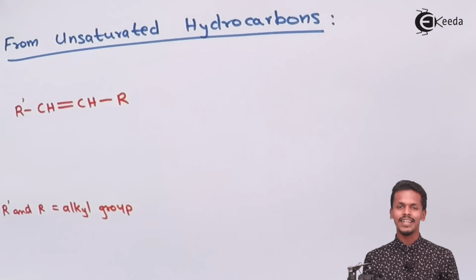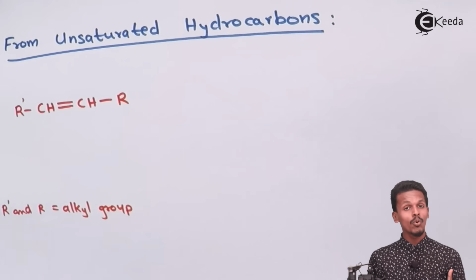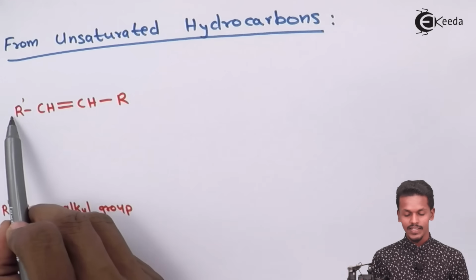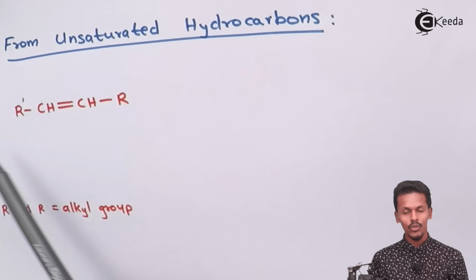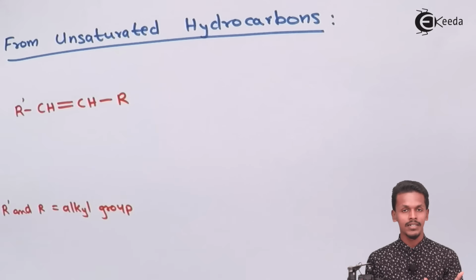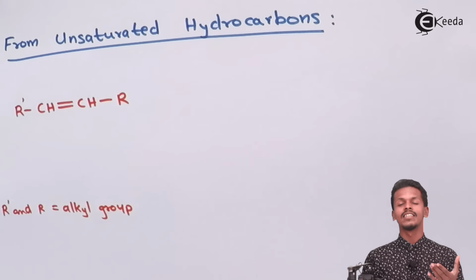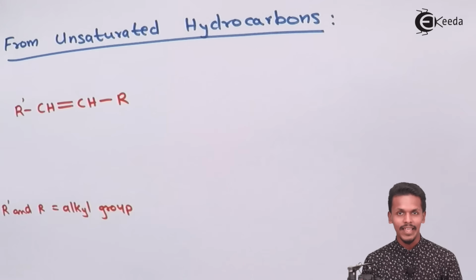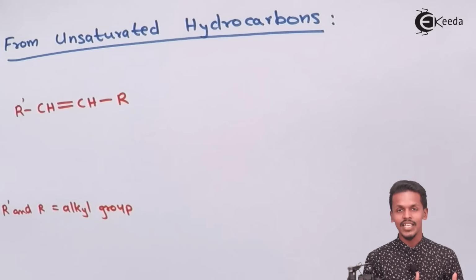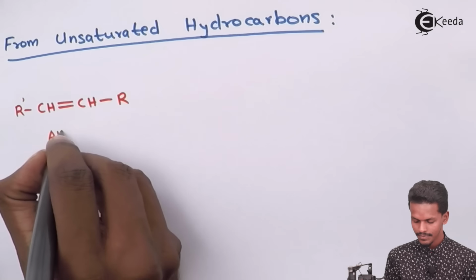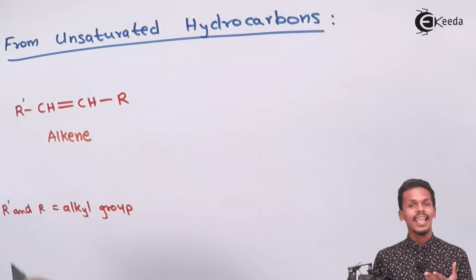These are the alkyl groups, and they might be the same or different, and moreover they can also be hydrogen. Suppose this is hydrogen and this is also hydrogen, then the whole molecule in front of you becomes CH2 double bond CH2, which is nothing but ethene. Ethene is an unsaturated hydrocarbon, and specifically an alkene.